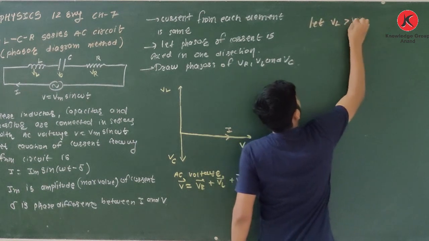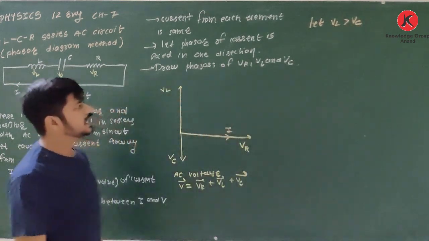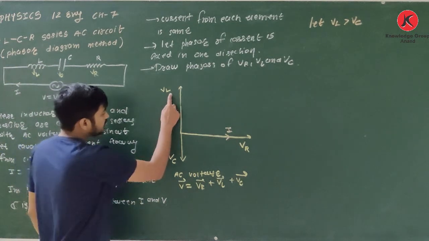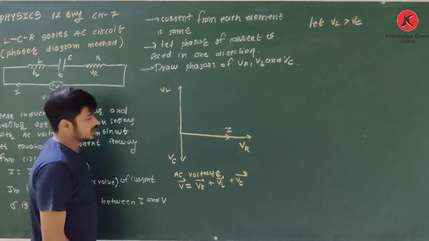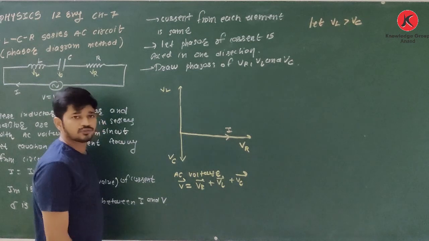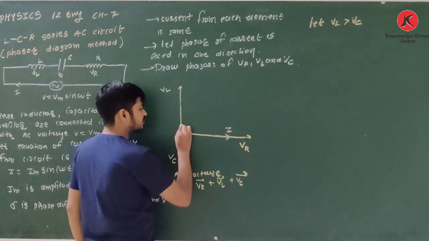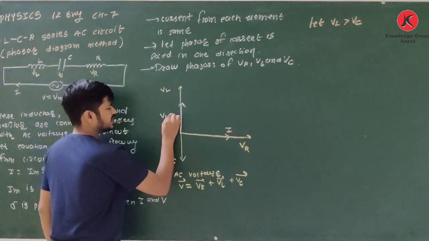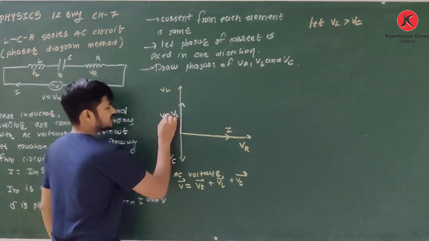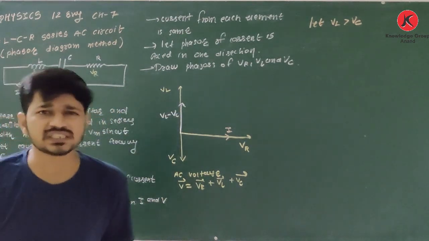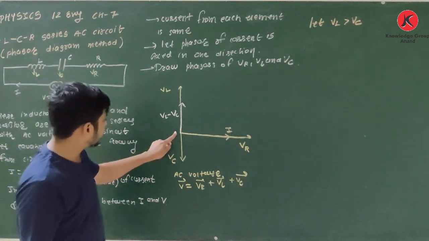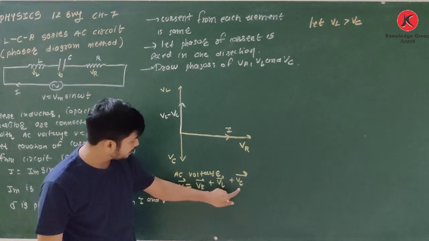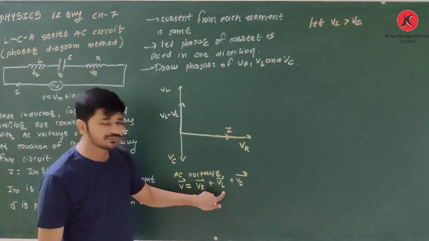Let VL be greater than VC. If VL is greater than VC, then VL and VC are in opposite directions. So I can say this vector is VL minus VC. Clear about this? Yes, this vector is VL minus VC. So now I have the vector addition of these two vectors.